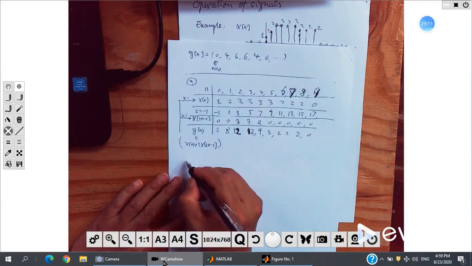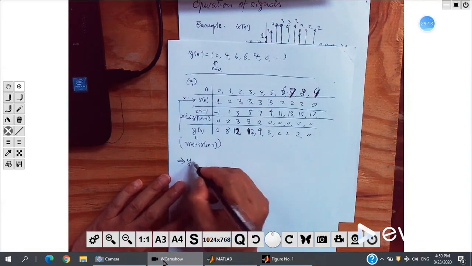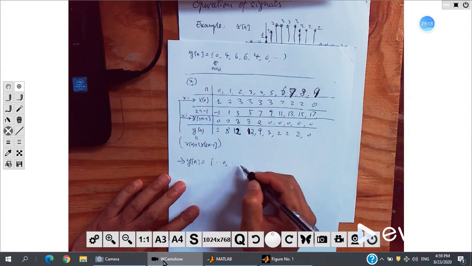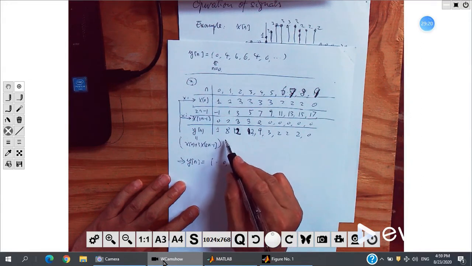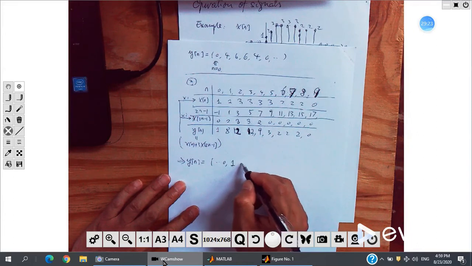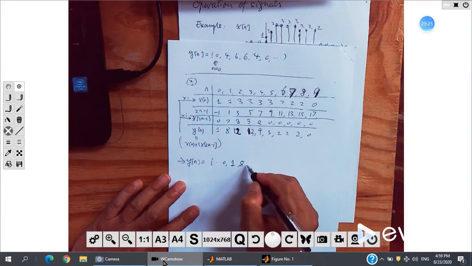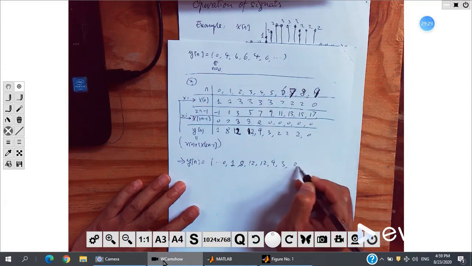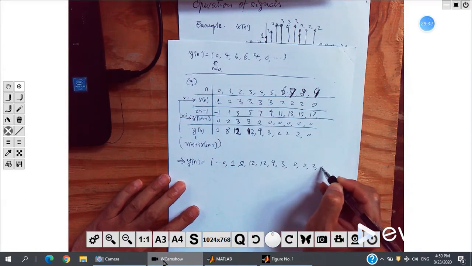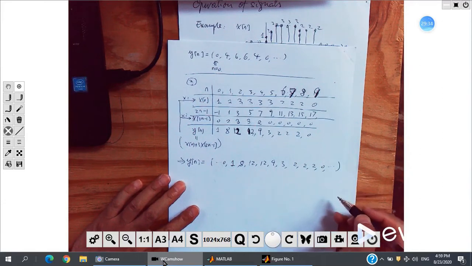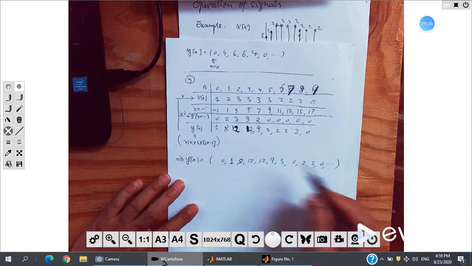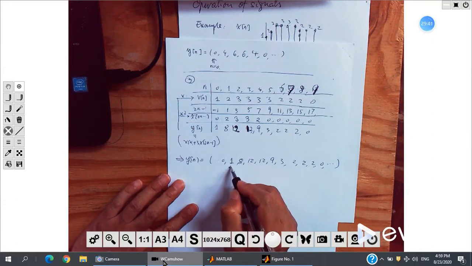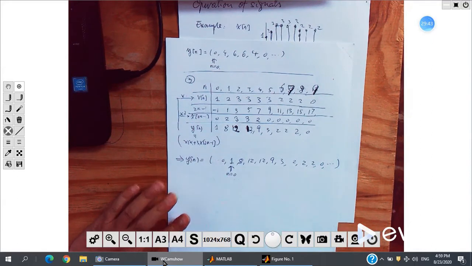Okay, now we have y. What is y? Y of n, I list all the values. There will be 0 for smaller n, and then we have 1, 8, 12, 12, 9, 3, 2, 2, 2, 0, 0 again. And which one is n equal to 0? N equal to 0 is here, right? So you put this one here, n equal to 0. Okay, now we have 1.